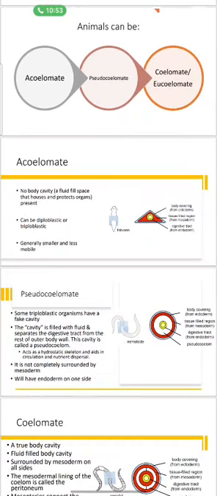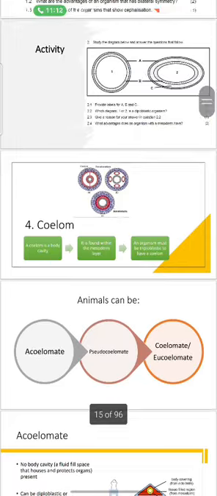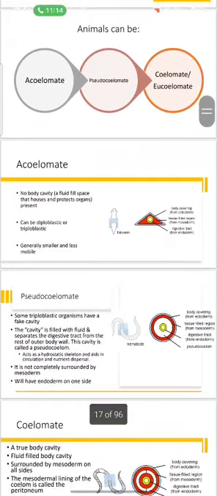A body cavity is a fluid-filled space that houses and protects organs. Acoelomates can be diploblastic or triploblastic, and they are generally smaller and less mobile. Okay. Pseudocoelomate. Some triploblastic organisms have a fake cavity. The cavity is filled with a fluid and separates the digestive tract from the rest of the outer body wall. This cavity is called a pseudocoelom.